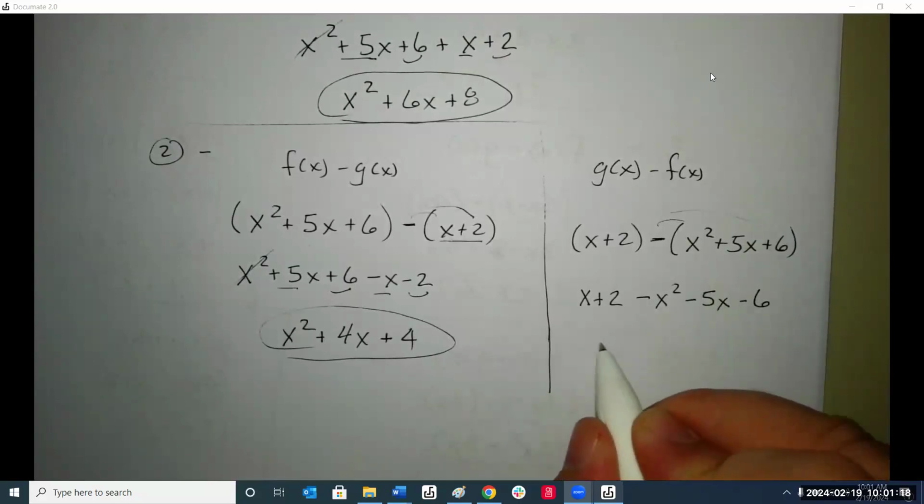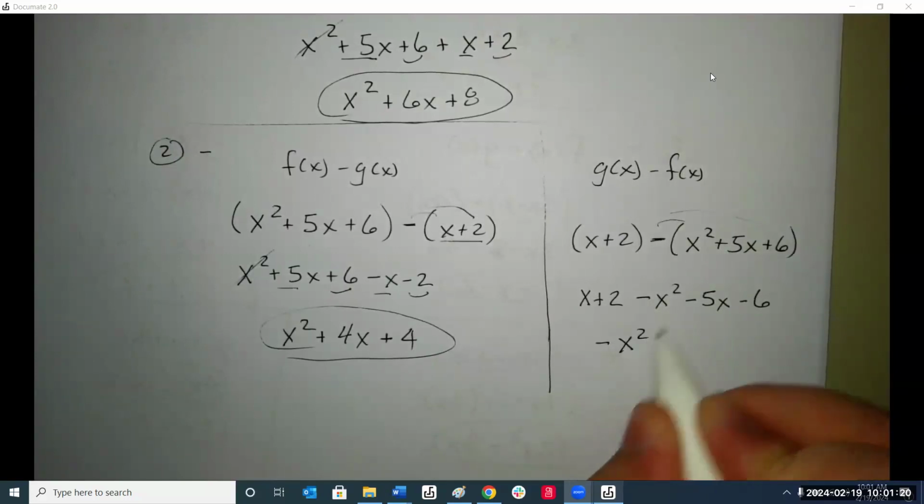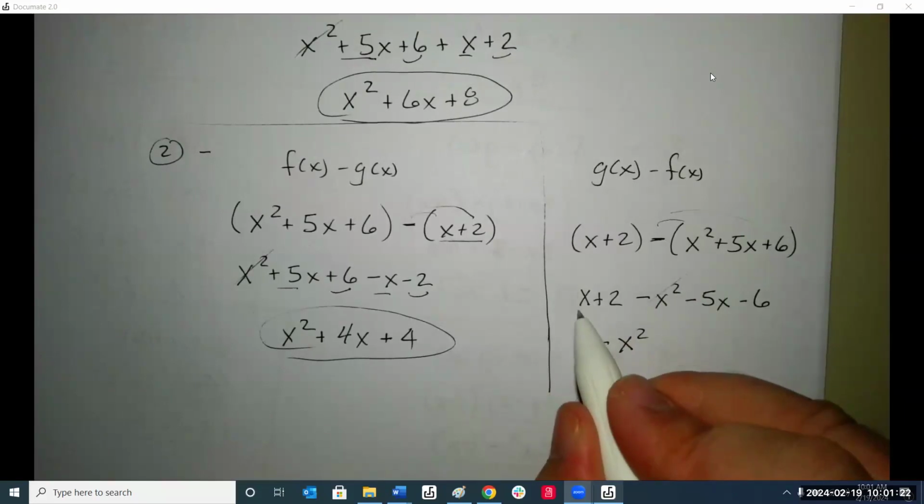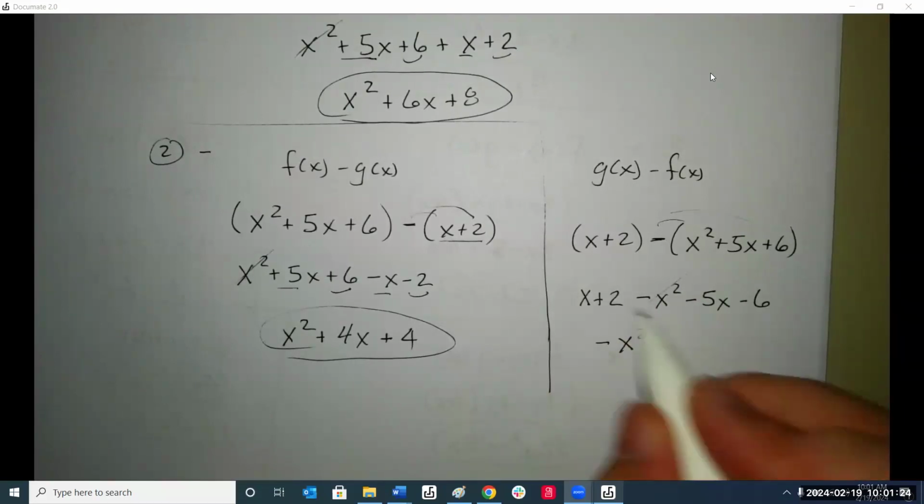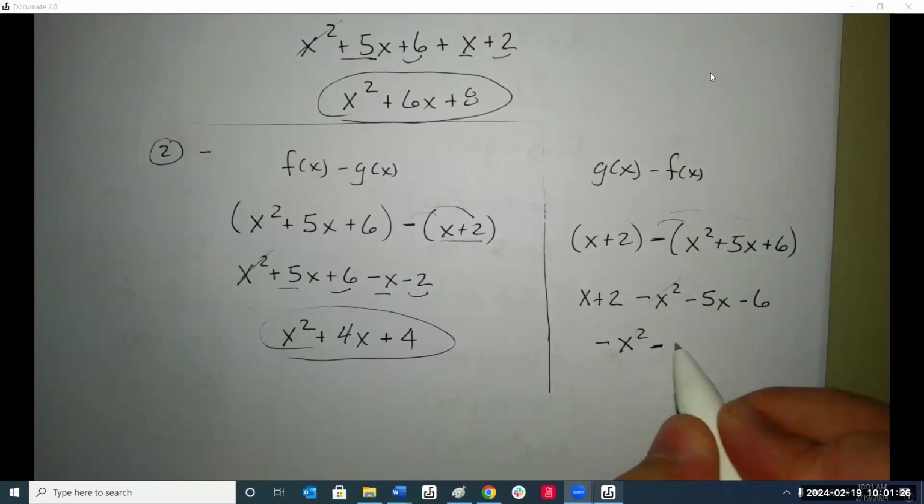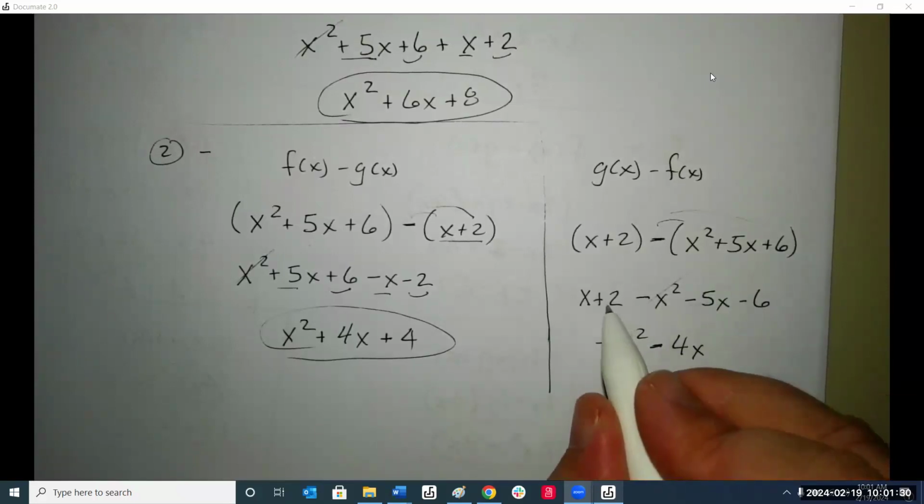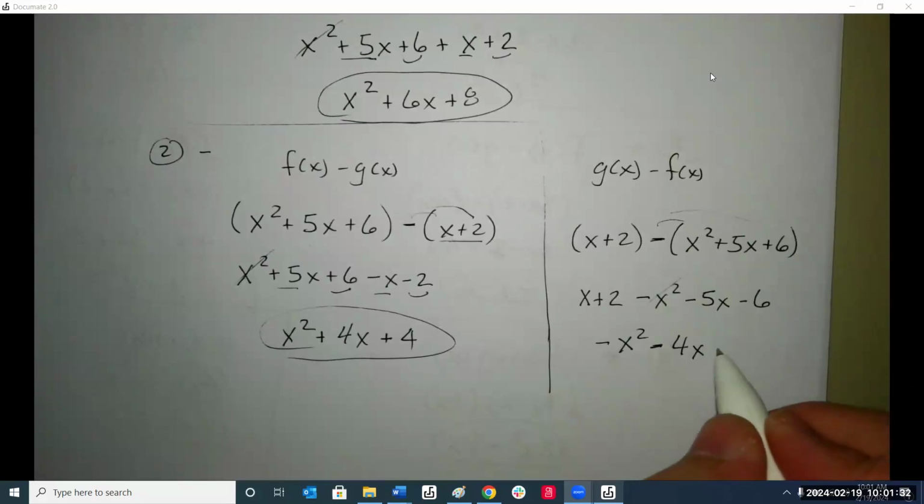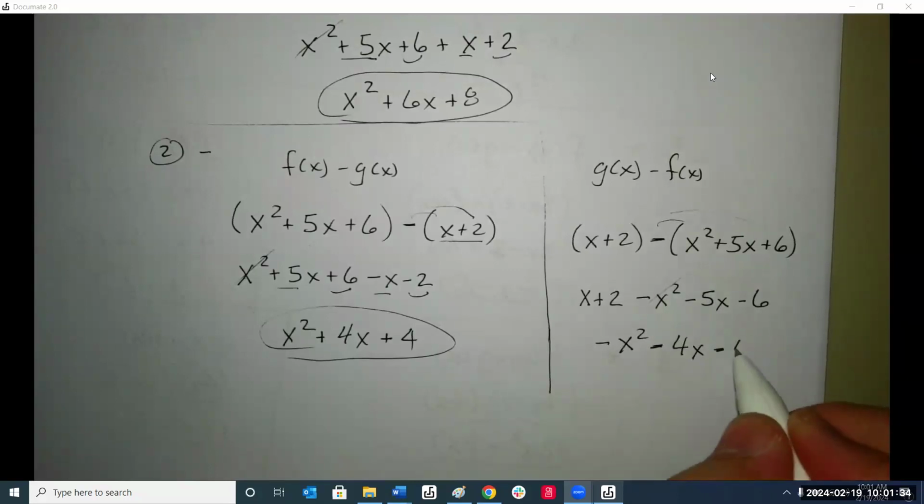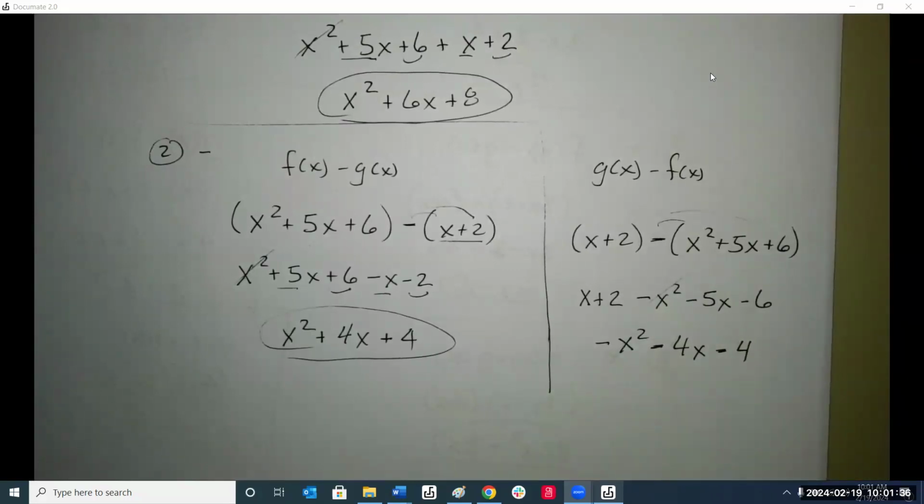Combine like terms. There's a negative x squared. 1x minus 5x, 5 is bigger, 5 minus 1 is 4x. 2 minus 6, 6 is bigger, 6 minus 2 is 4. So this is just the negative of that one.